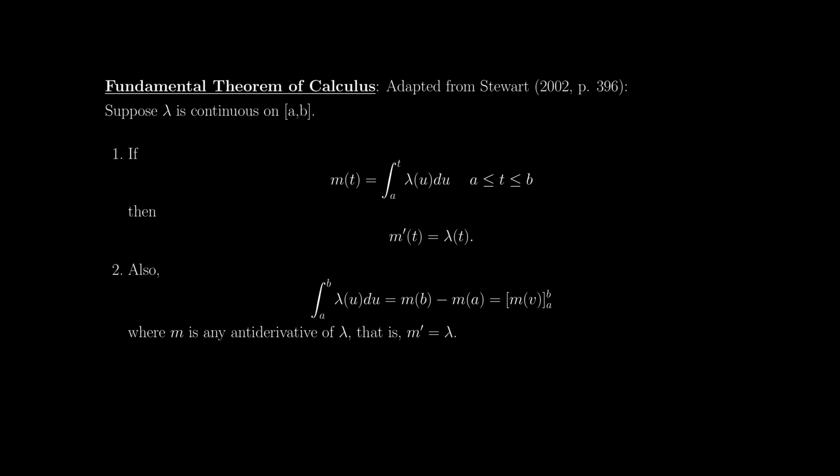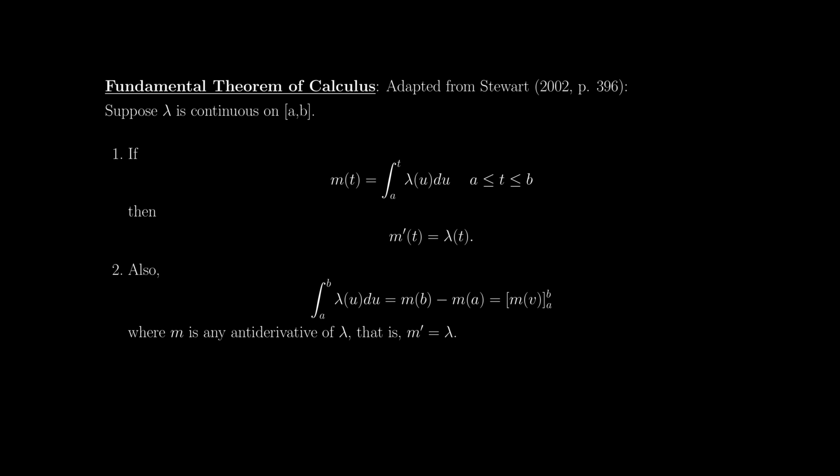We can think of m now here as being the mean value function. Also, if we evaluate the definite integral, the integral running from a to b of lambda(u) du, then that's just m evaluated at b minus m evaluated at a. We may use the block parenthetical notation where we say, let m at argument v be the antiderivative of lambda(u), then we can just evaluate that at the endpoints b and a, and subtract them to assign a value to the definite integral. This holds where m is any antiderivative of lambda, so m' equals lambda.